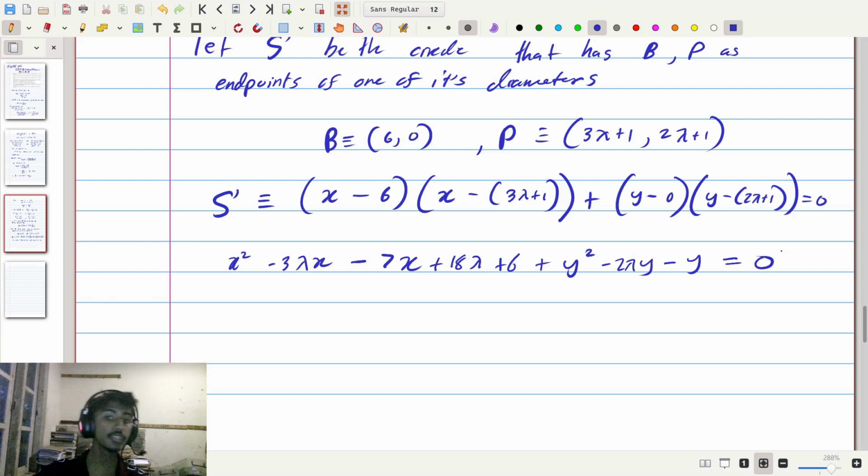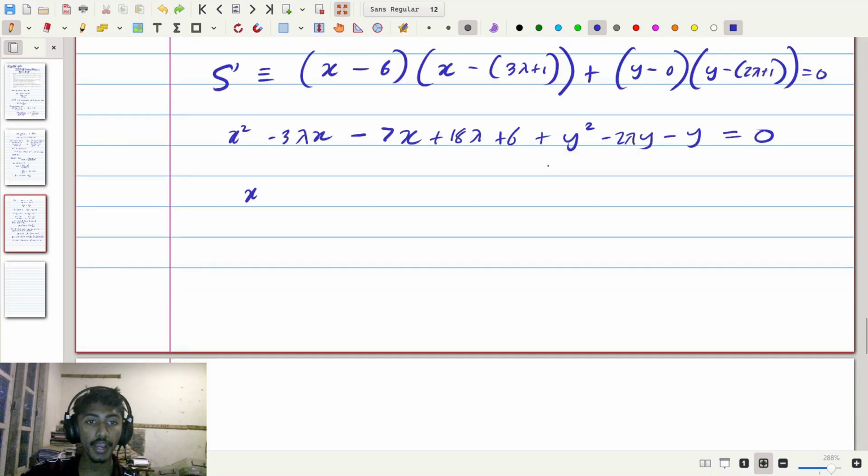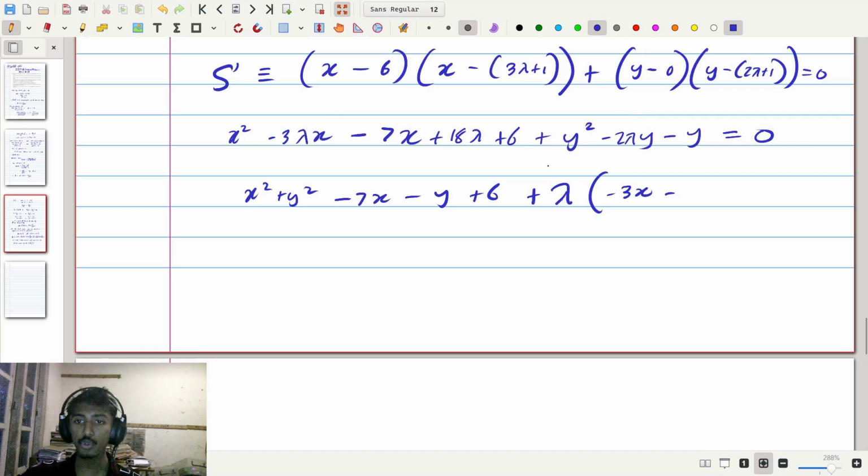Now considering all of the terms here, we can see we have some normal terms in the x squared, the minus 7x, the plus 6, the y squared, and the minus y. But we also have some lambda terms in the minus 3 lambda x, minus 2 lambda y, and the plus 18 lambda. So if we sort them, we get x squared plus y squared, and then minus 7x and minus y and plus 6, and we sort out the lambda terms and take out lambda, we can write that as plus lambda times, and on the inside we get minus 3x minus 2y plus 18, and that is equal to 0. So this is the equation that we get.